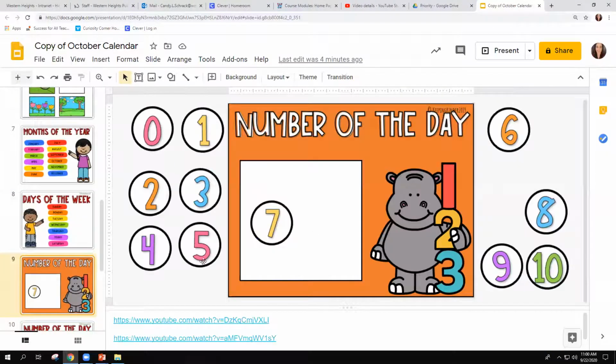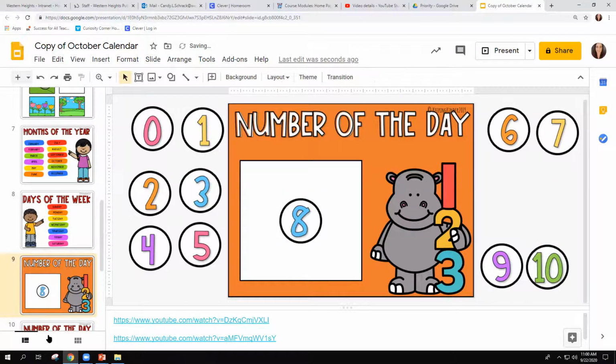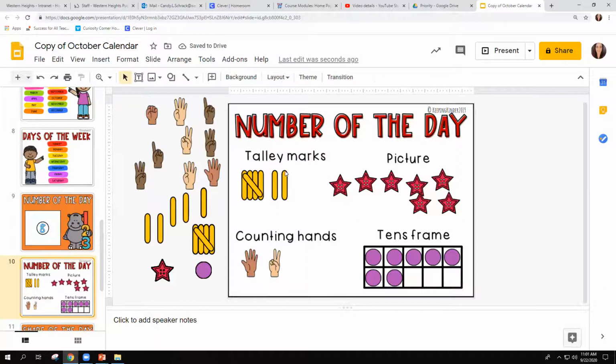Let's see, our number of the day was the number 7. So let's move that. And now our number is this number. What number is this? 8. Okay, so let's look at our tally mark. So we have 5, 6, 7. I'm gonna add one more to make 8.